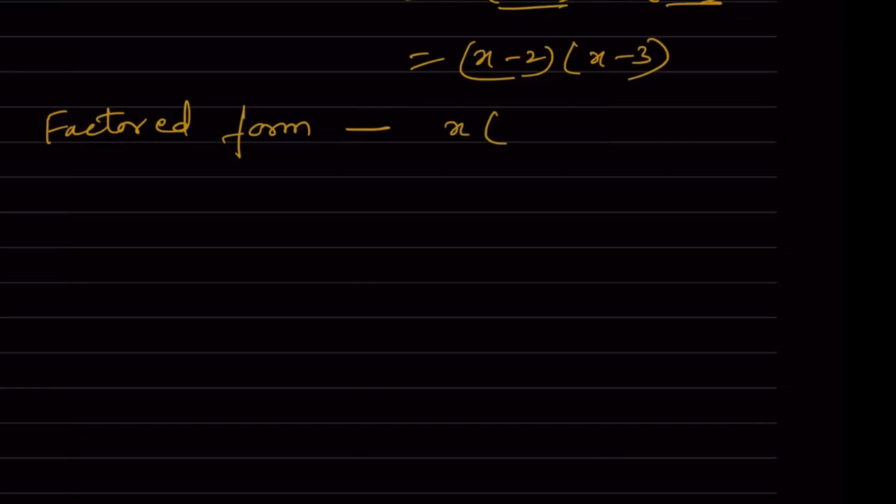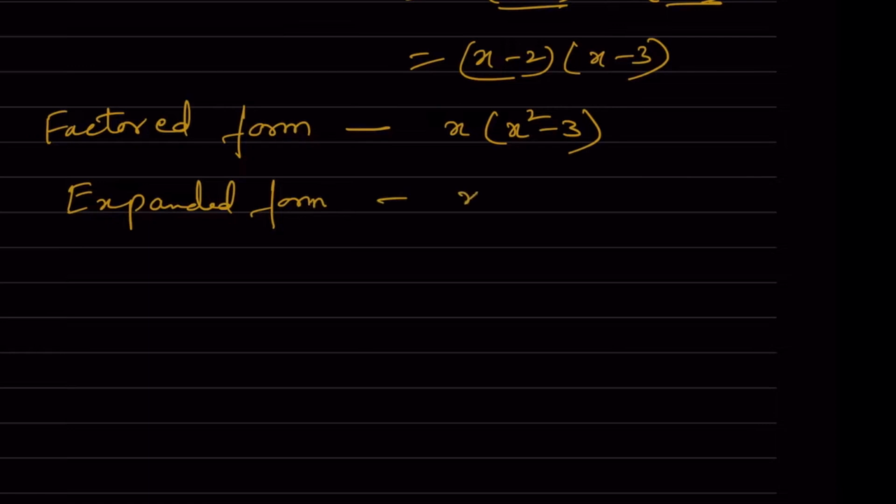That is, suppose you are having, I am just taking an example, x into x square minus 3 is the factored form, and the expanded form of this is x cube minus 3x. That is, you are taking this x inside. Now next we have one more method where we have to factorize trinomials with a leading coefficient.